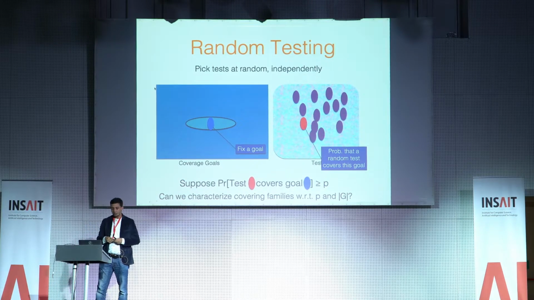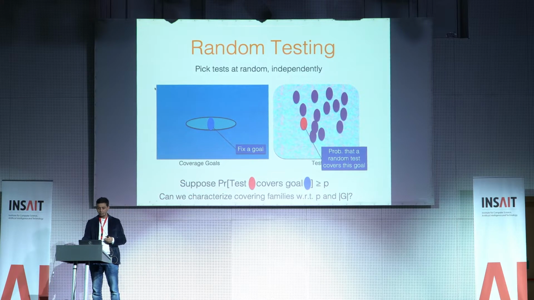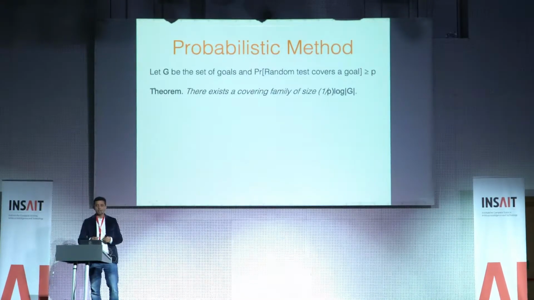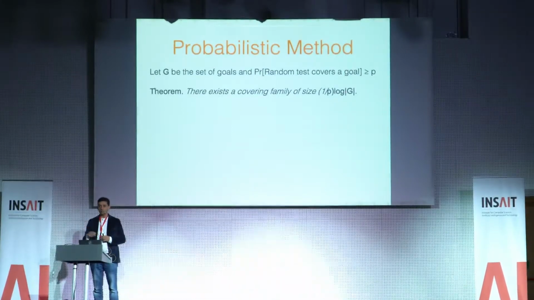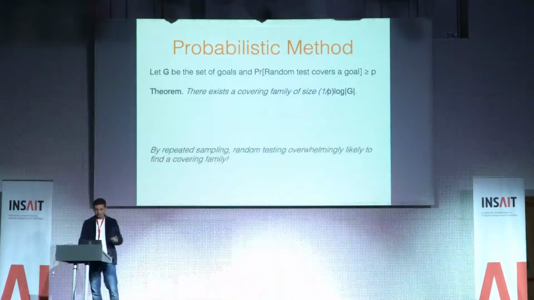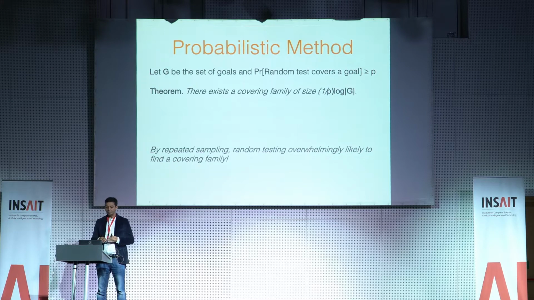And it seems that this is a very general version of a problem, but there's a very cute mathematical argument that says that with these parameters, there is always a covering family that is proportional to 1 by p and log of the number of coverage goals. And in fact, the result shows that if you just randomly select a number of tests, then random testing is overwhelmingly likely to find such a covering family.